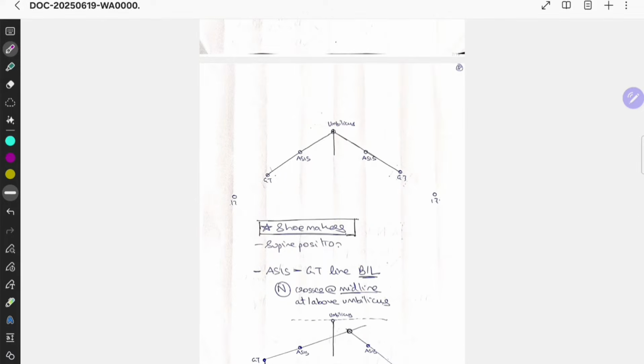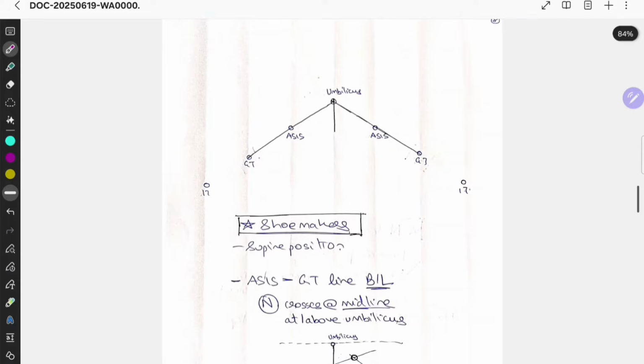Okay, moving further, we'll understand the concept of Shoemaker's line. Okay, so the same protocol, umbilicus, anterior superior iliac spine bilaterally, and greater trochanter. So Shoemaker's line is taken in supine position. So what is the concept? We join the anterior superior iliac spine and greater trochanter and extend it proximally. So that is what we do bilaterally.